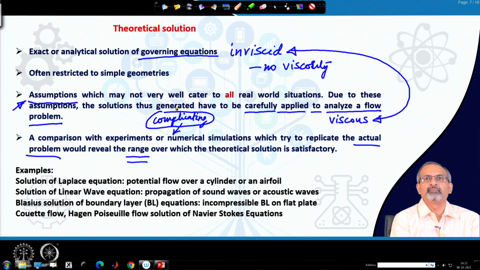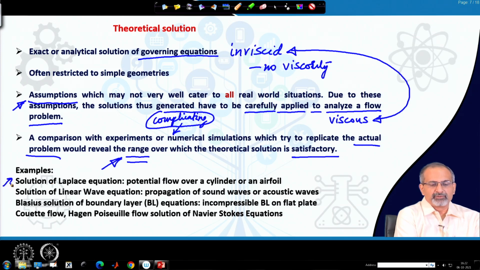So, we bring in multiple approaches and we try to compare the outcomes and then finally come to a conclusion about what the actual solution should look like and where the limitations of a theoretical solution are. So, that basically identifies over what range the theoretical solution is doing satisfactorily.